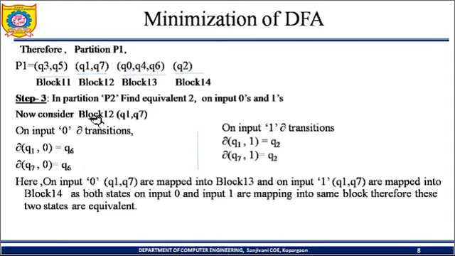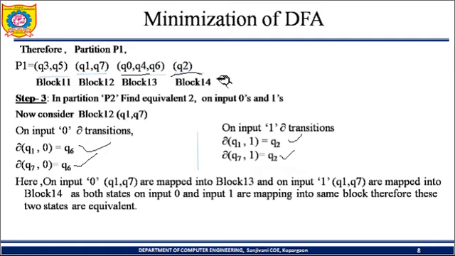For Q1 and Q7 we have to find the delta transitions on input 0 and 1. Q1 after reading 0 is in Q6. We found this with the help of the transition diagram. Q1 on 0 will be in Q6, and Q7 on 0 is in Q6. In the same way, Q1 on 1 is in Q2, and Q7 on 1 is in Q2. So here you can see Q6 is in one block. Both states after reading 0 are mapped into the same block, and Q1 and Q7 after reading 1 are mapped into the same block.